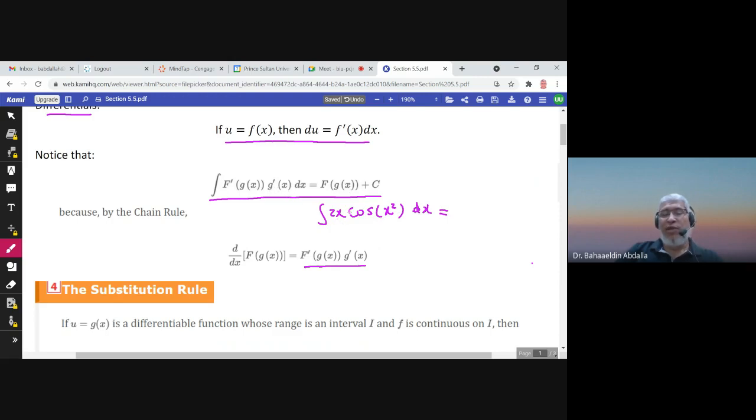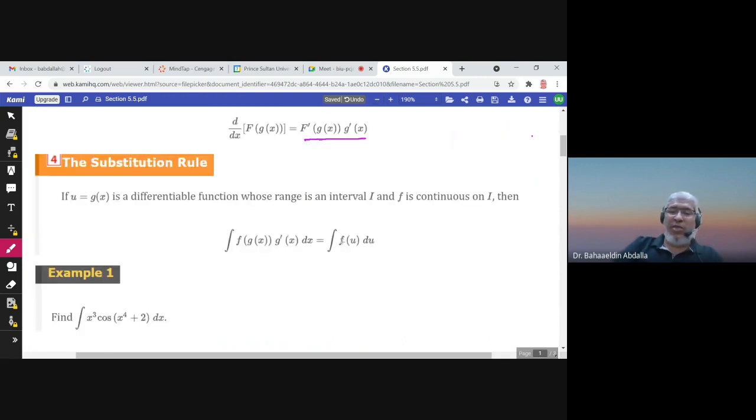So what would be the integral? It would be the antiderivative of cosine at g of x. So what is the antiderivative of cosine? Sine, because the derivative of sine is cosine. So the answer is sine x squared plus c. So that's the answer, because the derivative of this would be sine x squared, derivative of sine is cosine, it would be cosine x squared times the derivative of x squared, which is 2x.